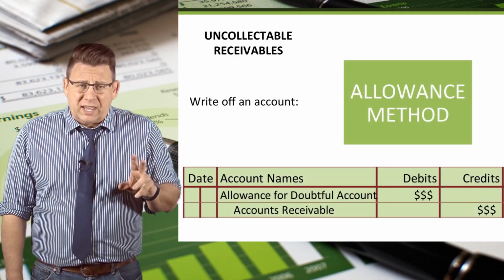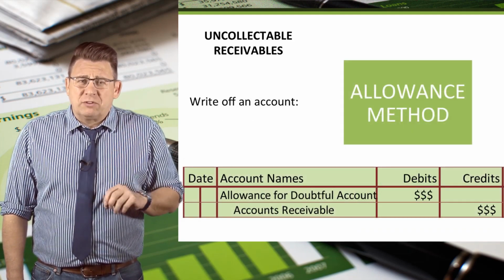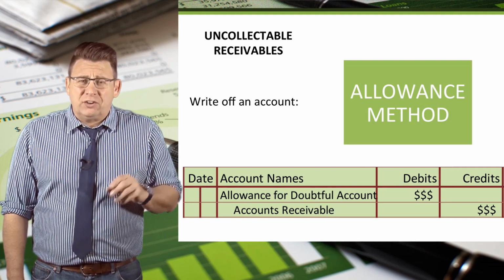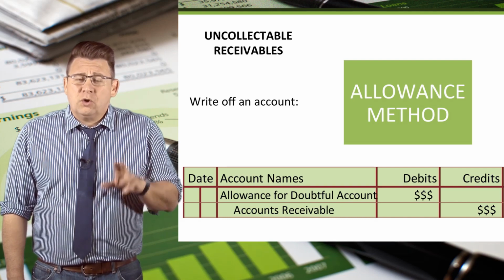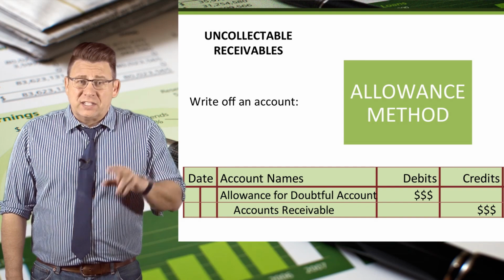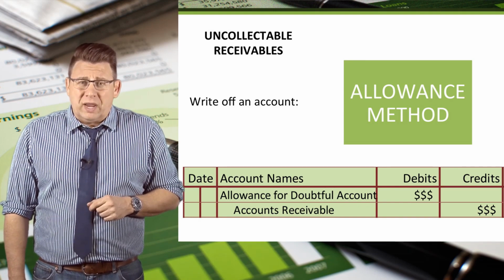When we write off an account with the allowance method, the debit is to the allowance for doubtful accounts and a credit to accounts receivable. Notice the debit is not to bad debt expense. The expense was already recorded when we made the adjusting entry.